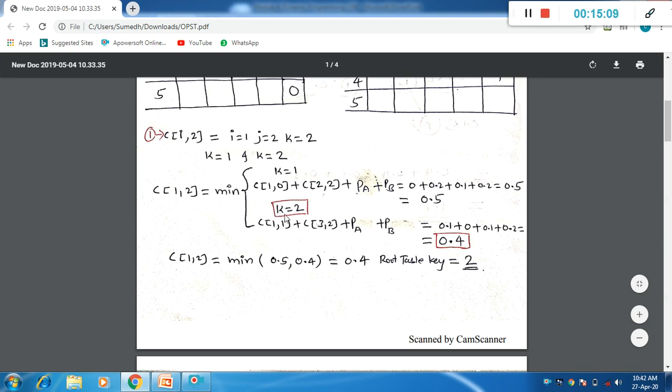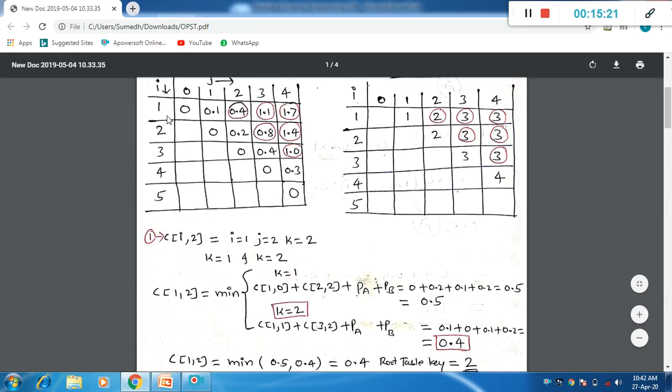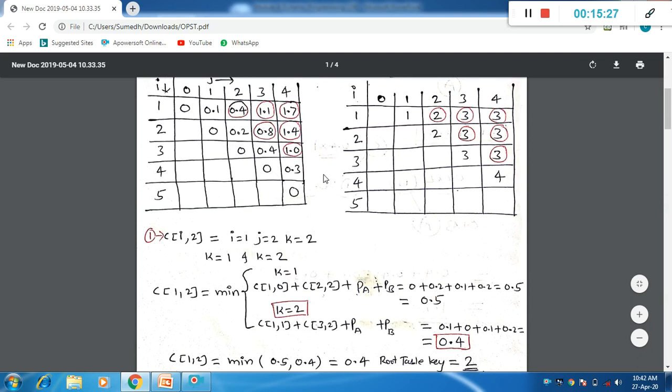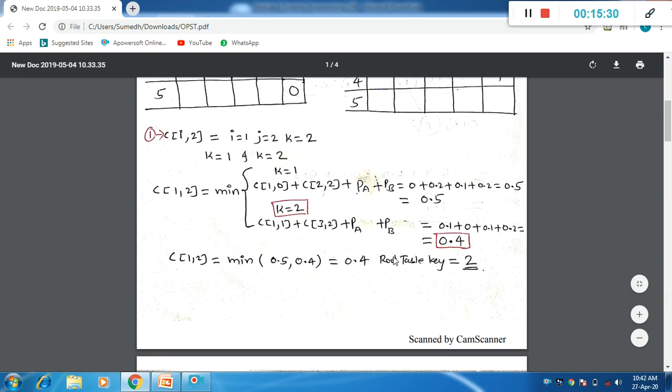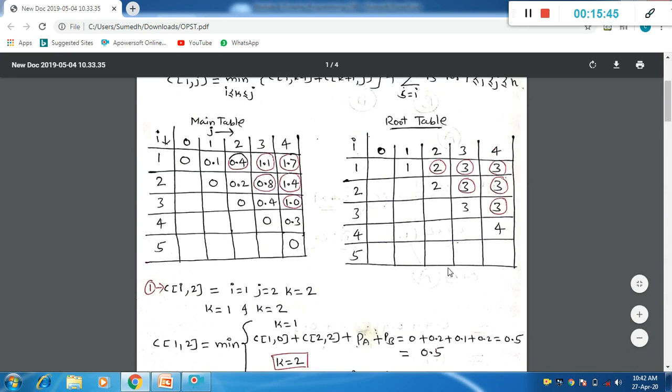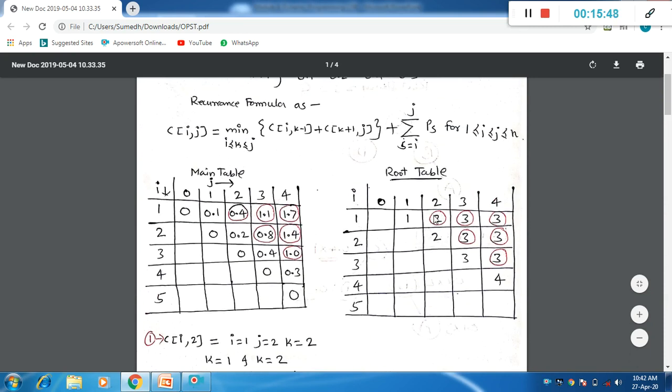That's why you have to enter the key element K equal to 2 as the root element in the root table. So to the position C of 1 by 2 in the main table, enter the value 0.4, which is the new probability value. And to the same position 1 by 2 in the root table, we enter the new root key as 2, because K equal to 2 generates the minimum value. This is now the root table.